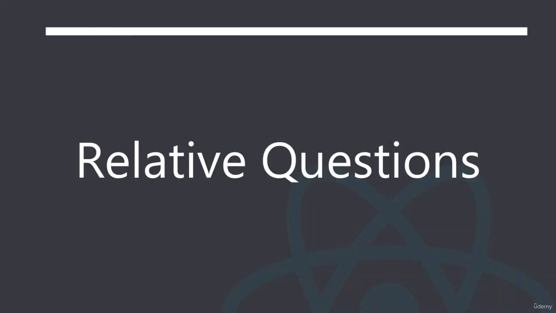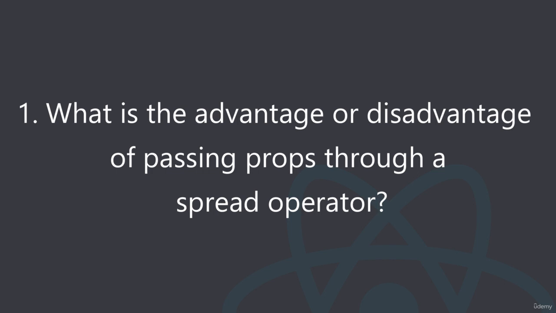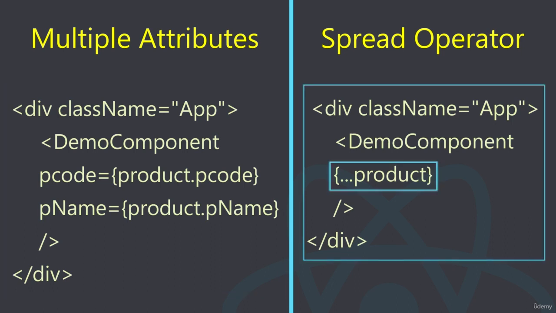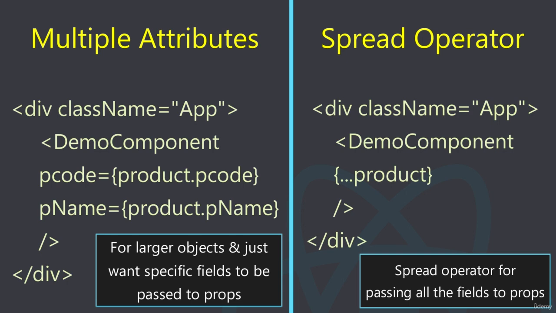The question I can talk about is, what is the advantage or disadvantage of passing props through a spread operator? So you see this code we have tried. Now in this case, when you pass product, all the fields are passed. If you have larger objects and just want specific fields to be passed, then it is absolutely unnecessary using spread operator, because the entire object with all the fields are passed to props. At the same time, it's very handy when you anyway have to pass all the fields. In such cases, it becomes easier to use spread operator rather than specifying multiple attributes.